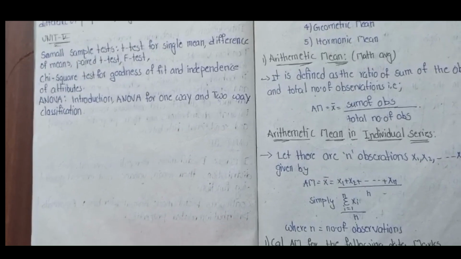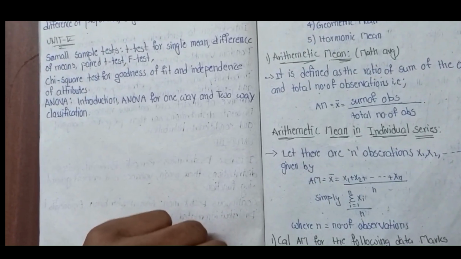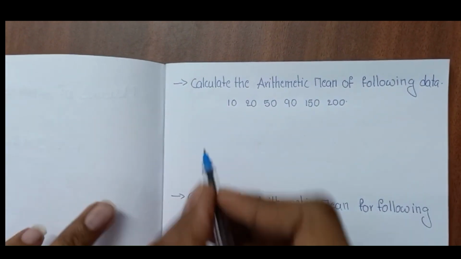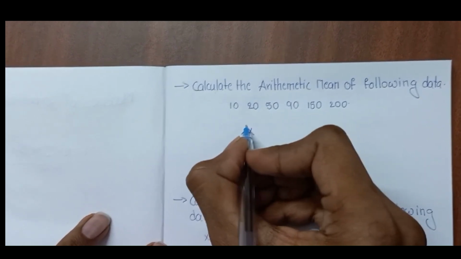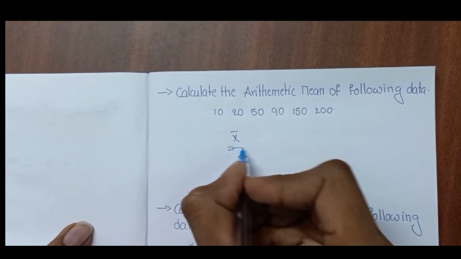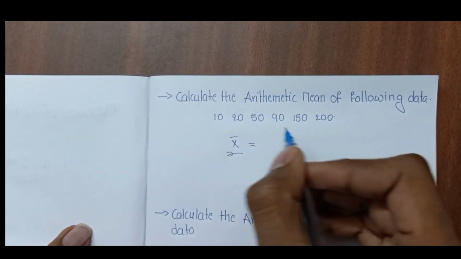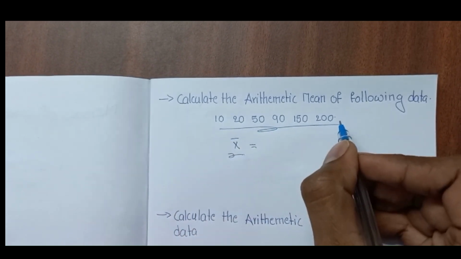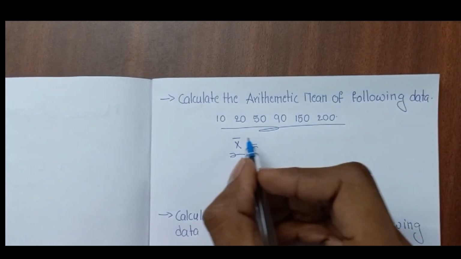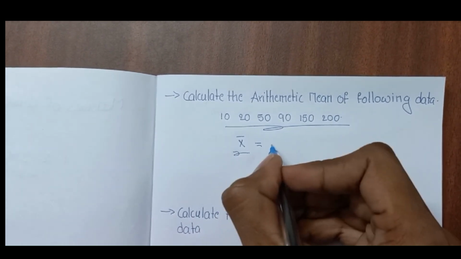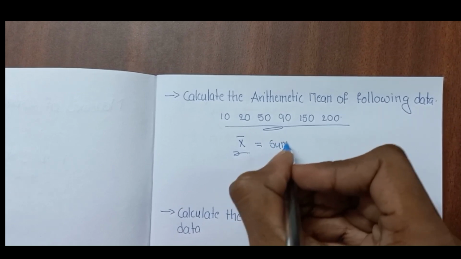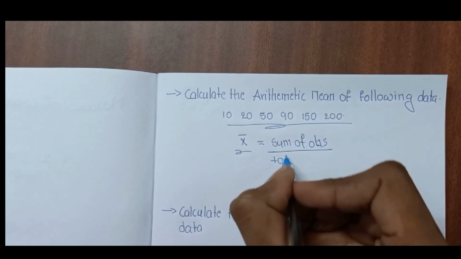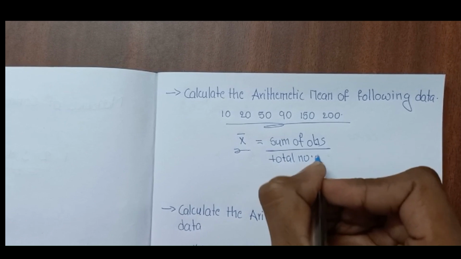And let us try an example problem on individual series in arithmetic mean. Here is example 1 for finding the arithmetic mean in individual series. First, the formula for finding the arithmetic mean, and it is denoted by x bar. Here the data is given and this data is not depending on any frequencies, so this is an individual series. First you have to know that. And the formula is the sum of the observations divided by the total number of observations.